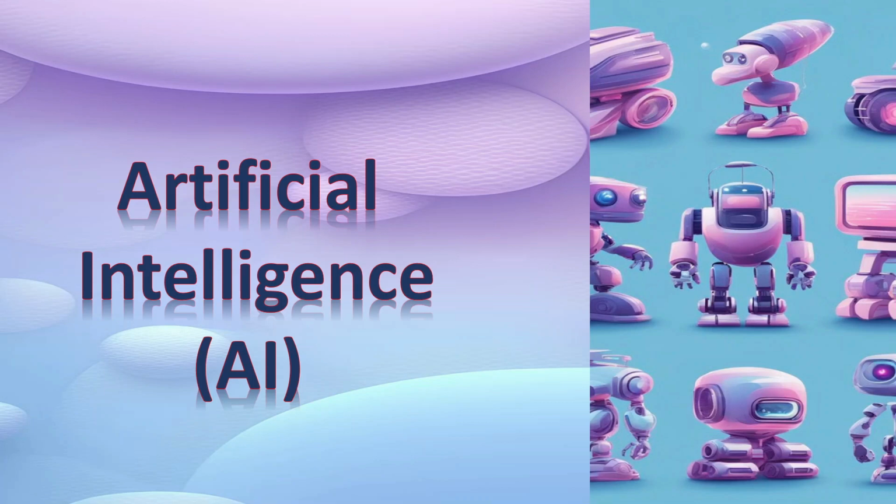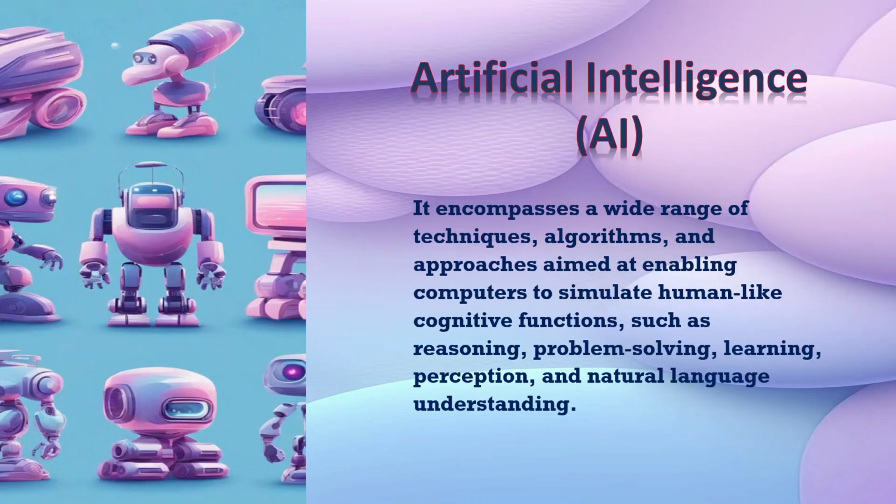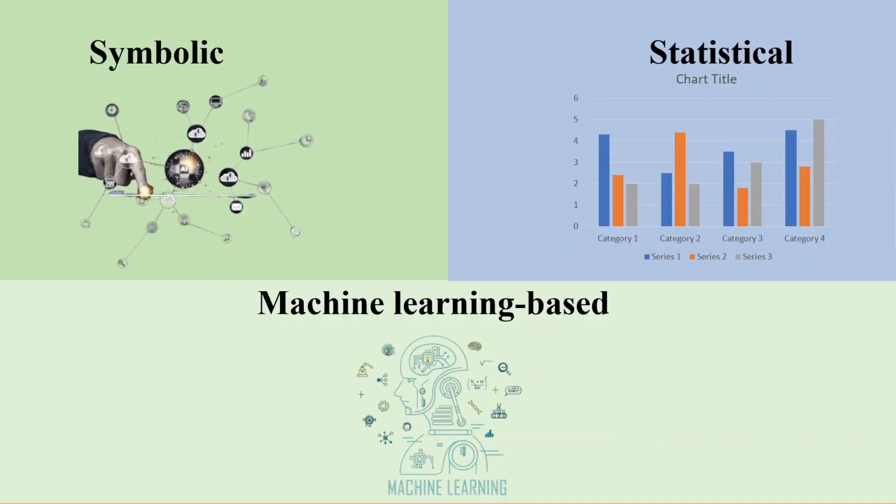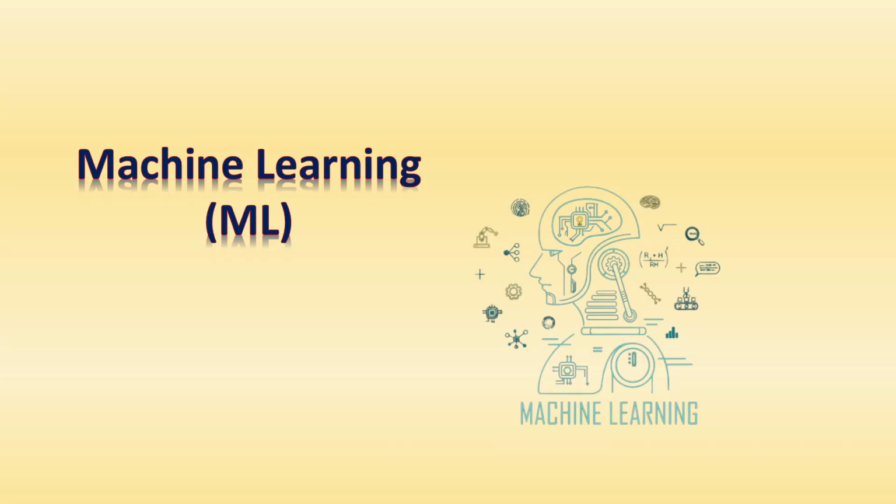AI is a broad field of computer science focused on creating machines or systems that can perform tasks that would typically require human intelligence. It encompasses a wide range of techniques, algorithms, and approaches aimed at enabling computers to simulate human-like cognitive functions such as reasoning, problem-solving, learning, perception, and natural language understanding. AI systems can be rule-based, symbolic, statistical, or machine learning based. Now move towards machine learning.